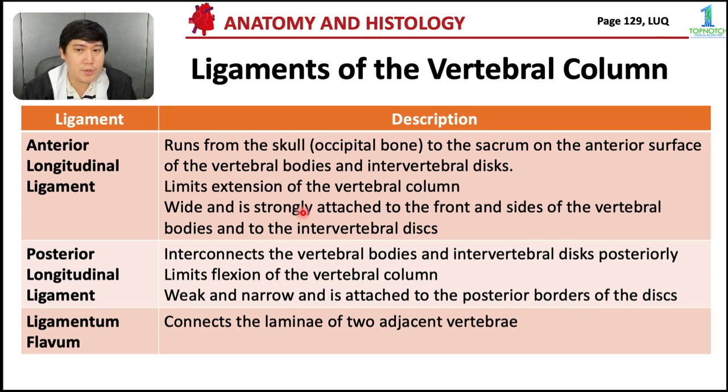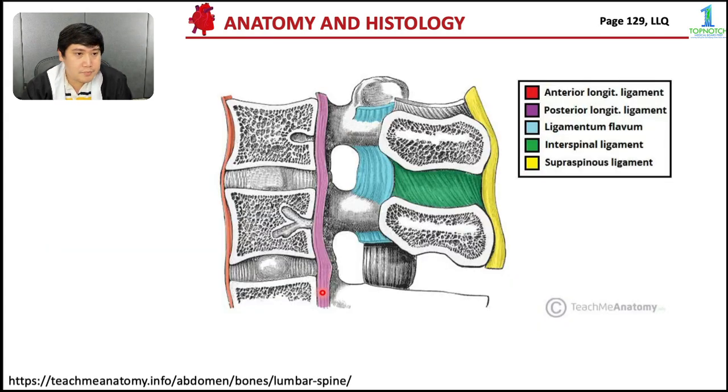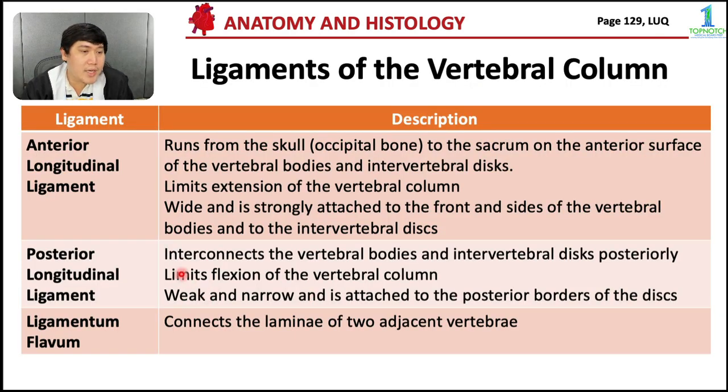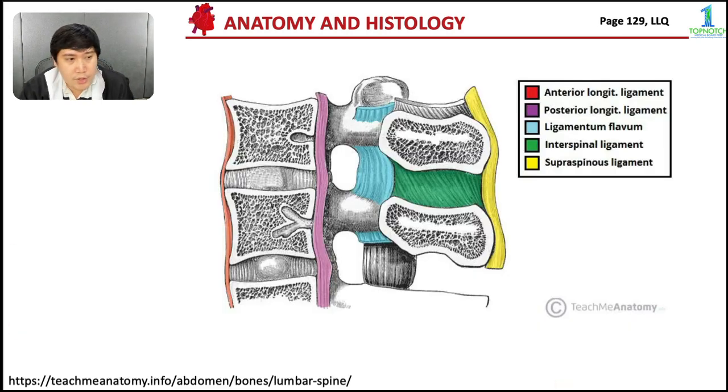So usually it's posterior disc herniation. While your PLL interconnects the bodies and IV discs posteriorly. So it's here, no? However, your PLL is weak and narrow. That's why there's a potential site for herniation. So, commonly, the disc herniation occurs posterior or posterolaterally.